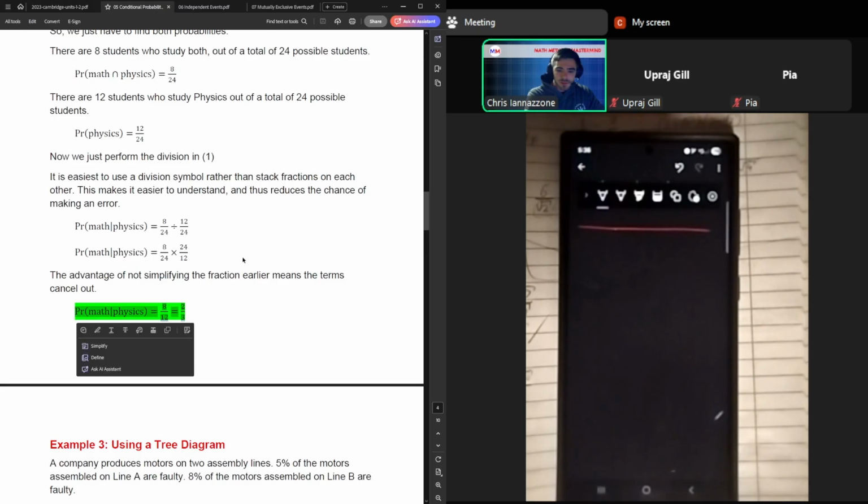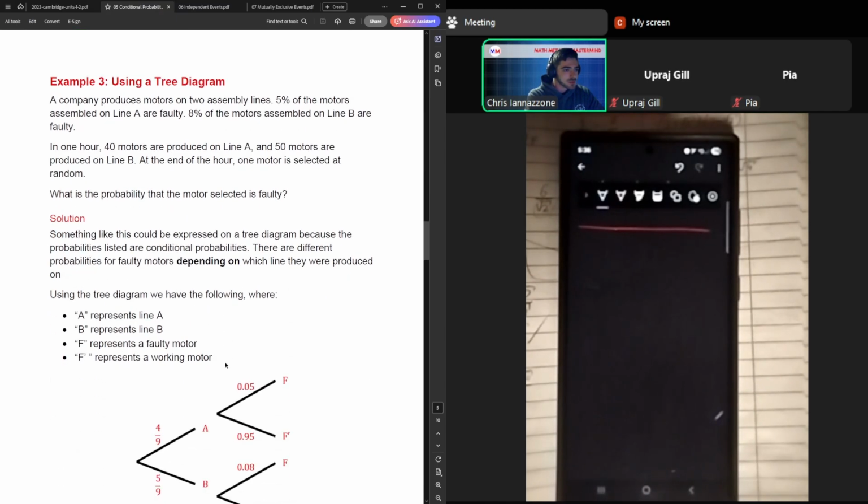Anything to clarify there? Let me know. Otherwise, we move on to example 3.